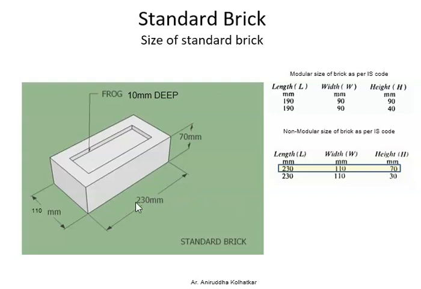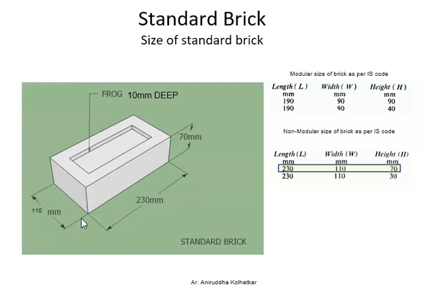Now there is a relationship between the length and the width of the brick. What you will see is that the length of the brick is 2 times the width plus 10 mm mortar joint. So this is 110 plus 110 plus 10 mm mortar joint. That gives you 230 mm.